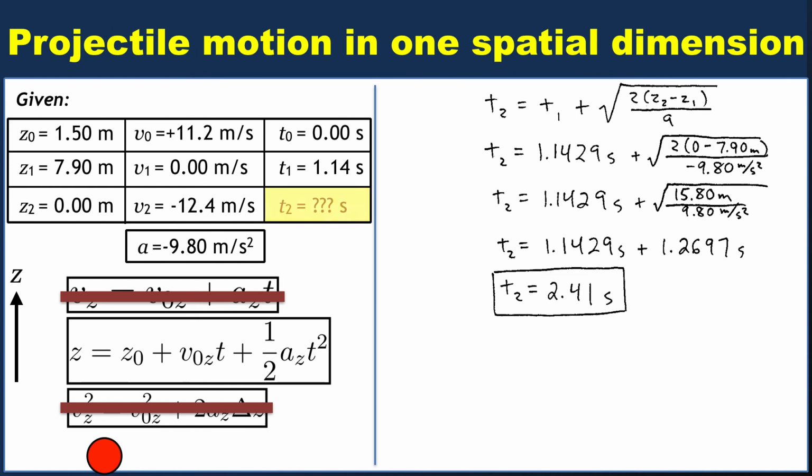We'll write that value in the table, and now I'll summarize briefly. Ted started with the ball at a height of 1.5 meters and threw it up in the air with a velocity of 11.2 meters per second. That was at time equals 0. It reached a maximum height of 7.9 meters, of course had a speed of 0 when it reached the maximum height, and it took 1.14 seconds after Ted threw it to reach that maximum height. 2.41 seconds after Ted threw the ball, it hit the ground, and it had a velocity of minus 12.4 meters per second right before it hit the ground.